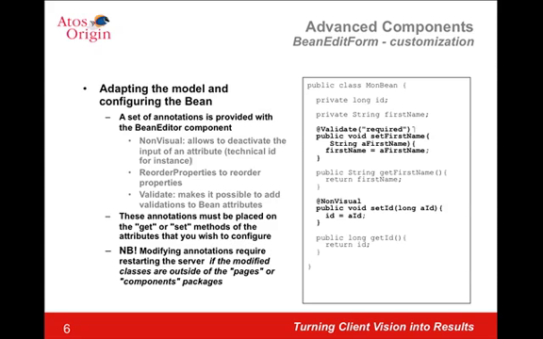Tapestry proposes some annotations which are useful for adapting the generated model. The NotVisual annotation will deactivate the rendering of this attribute in your form. The Validate annotation makes it possible to add some validation to your bean attributes. Tapestry already has some validation functions: required, your field must not be empty; min or max for checking a value; regex for checking the structure of a string by using a regular expression. But we will be able to add our own validator. We will see it in the last part of this training.